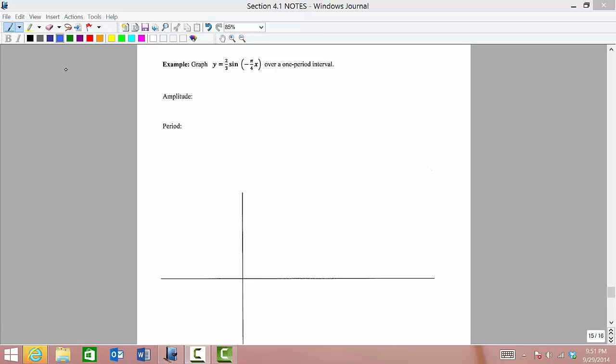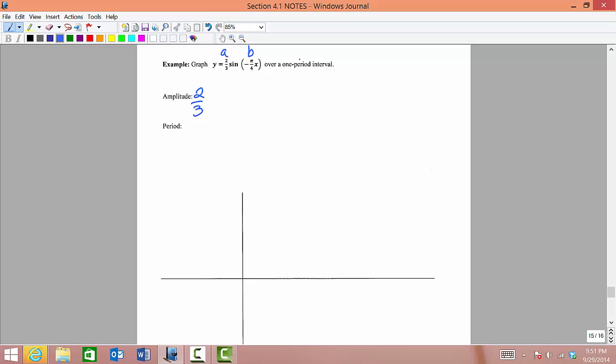Graph y equals 2/3 times sine of negative pi over 4 times x over a 1 period interval. Our amplitude is 2/3. That's our A. We notice that our B is negative.